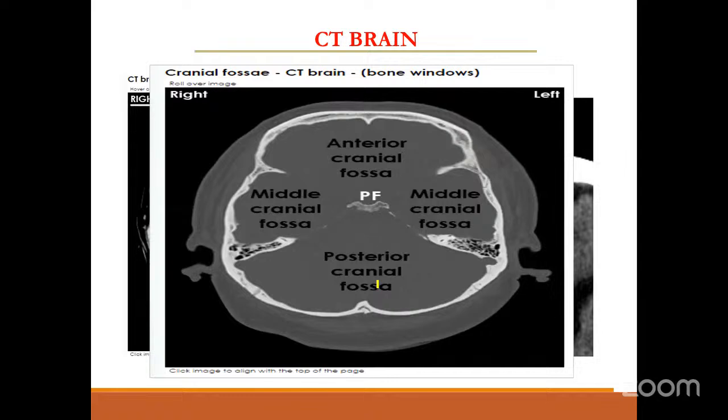As I said, you can see a simple diagram depicting the base of the skull, where the various bones forming the skull, the frontal bone, the parietal bones, the squamous temporal bone, and the occipital bones, form various fossae in the brain called the anterior cranial fossa, middle and posterior cranial fossa, which harbor structures like the frontal lobe of the brain, the cerebrum, and the posterior brain structures like the occipital lobe and the brainstem.